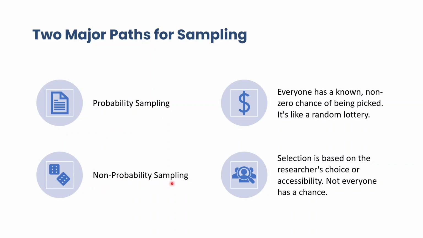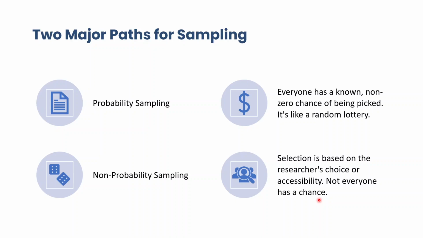The other one is non-probability sampling. Here the selection is based on the researcher's choice or accessibility. Not everyone has a chance. Let me say the principal has come on rounds and he wants to know how my teaching is. So to know about that, he comes and asks me, send three students from your class. I will ask them questions. Based on how they answer, I will be assessing how you teach.